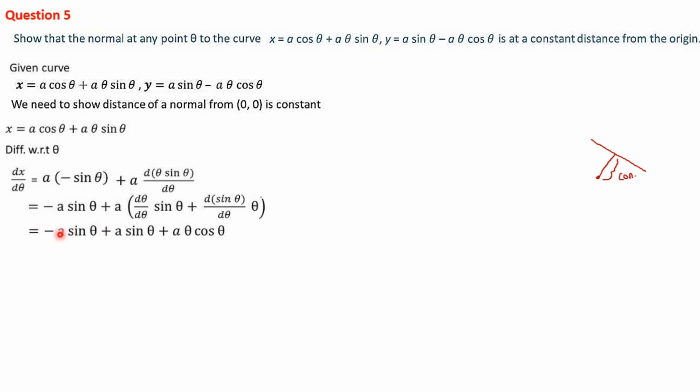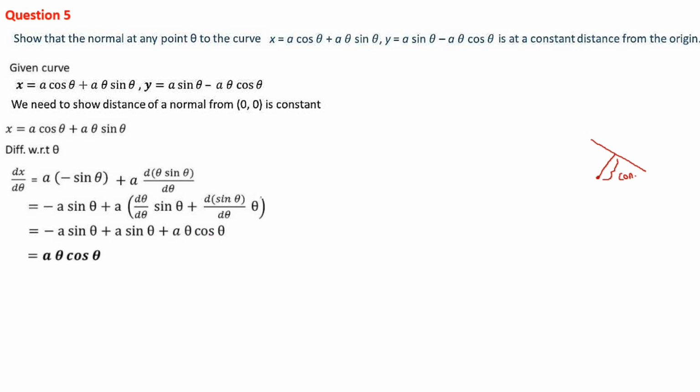So minus a sin theta plus a into d theta by d theta, which is 1 into sin theta. 1 into sin theta is sin theta, and sin theta into a is a sin theta. Plus d by d theta of sin theta, that is cos theta. Cos theta into theta into a, so we can write it as a theta cos theta.